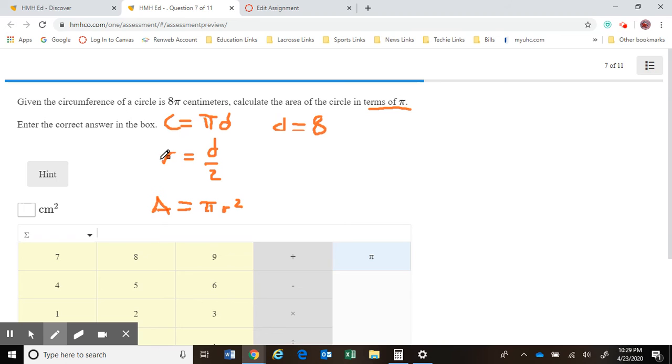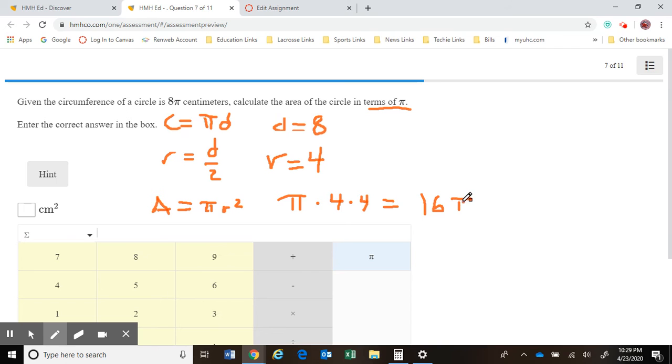Okay, now let's bring it down here. Let D be 8 divided by 2. What's 8 divided by 2? That's 4. And now here's where we're going to keep our answer in terms of pi. So now we're going to go pi times 4 times 4. And of course, that's going to equal 16 pi.